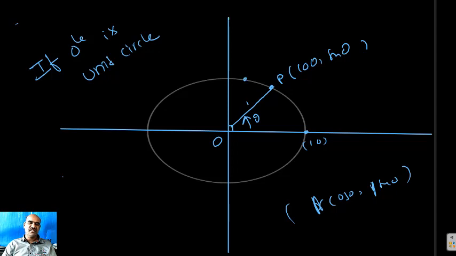For example, one more point Q is taken, and this angle is beta. So what are the coordinates of Q? Directly I can write cos beta, sin beta.